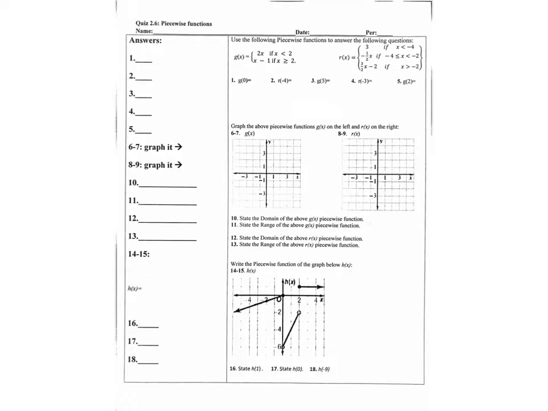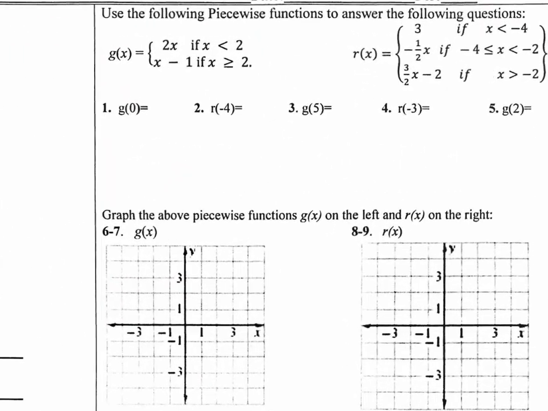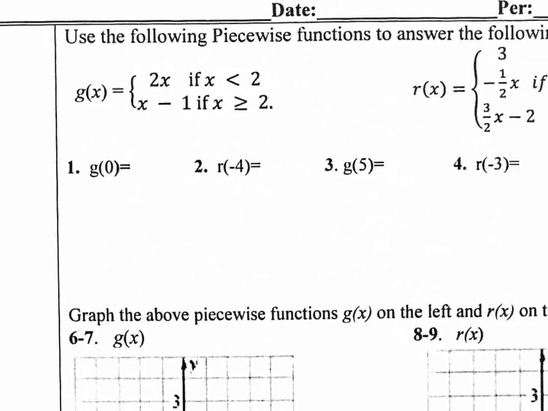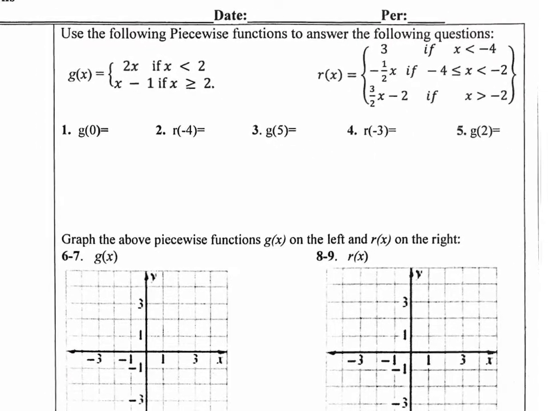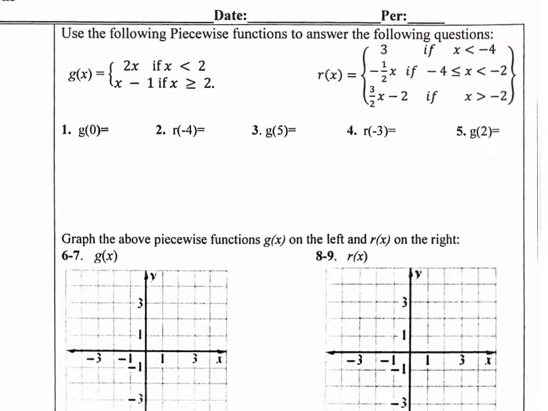Since so many of us did poorly on this quiz, I'm deciding to explain every question on this quiz. It's for you, for a tool, all right? So on the first 5 questions, they ask us to use the following piecewise functions, g of x and r of x, to answer 1 through 5.